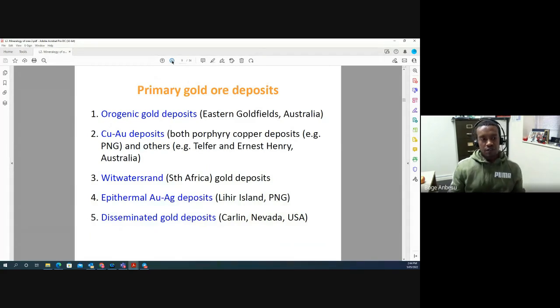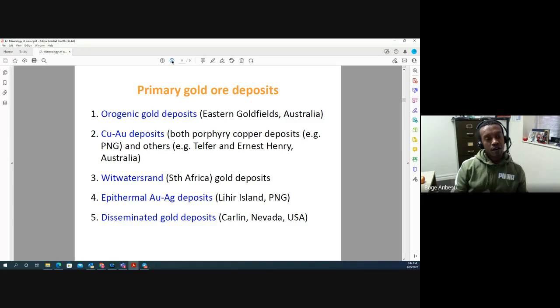So again, just a very brief introduction into the different types of primary gold ore deposits. In Australia, most gold deposits are orogenic in type. Essentially, gold hosted in greenstones and in common association with sulfides. The gold tends to be finely disseminated in sulfide, and you would probably require a slightly more complicated processing for effective extraction of the gold.